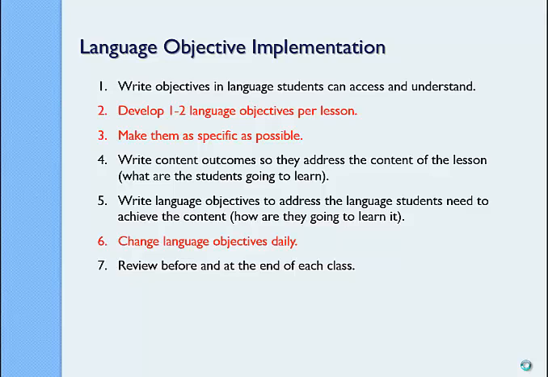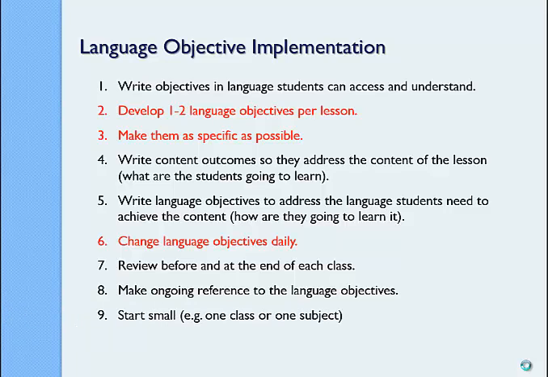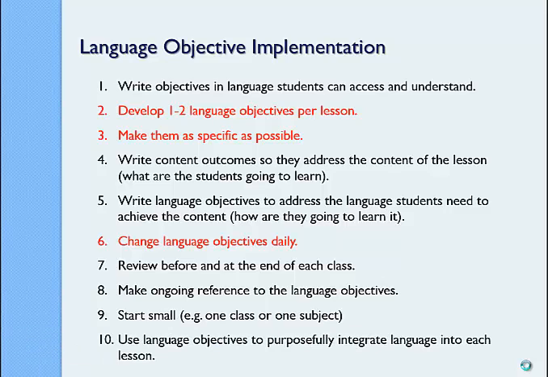Review those objectives before the lesson starts and at the end of each lesson. That's standard good practice. Make ongoing reference to those language objectives throughout your lesson. They are the integral part of the lesson and students should be well aware of them. Start small. Just start 1 day, 1 class, 1 subject. Pick your most comfortable subject and go from there. Don't start with anything too big. And use those language objectives to purposefully integrate language into each lesson as you get better at it.